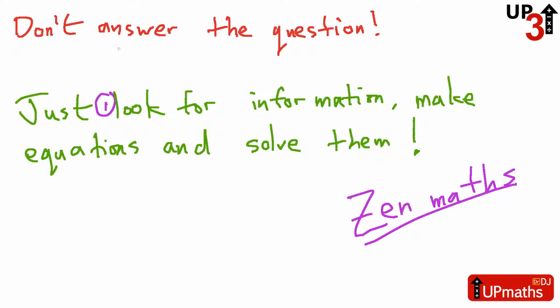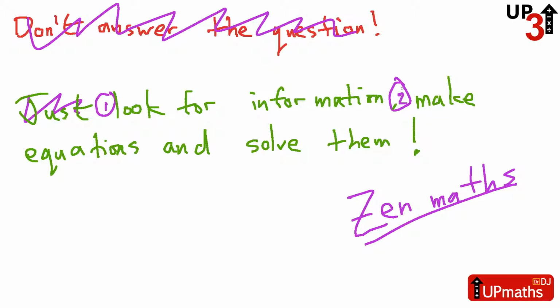So we see a maths question, and we go, I'm not going to try and answer it. I'm just going to look for some information. Then I'll make an equation, or maybe more than one equation. And then the third thing is, I'll just solve those equations. And if you do that in that sequence, you're probably going to get the answer.